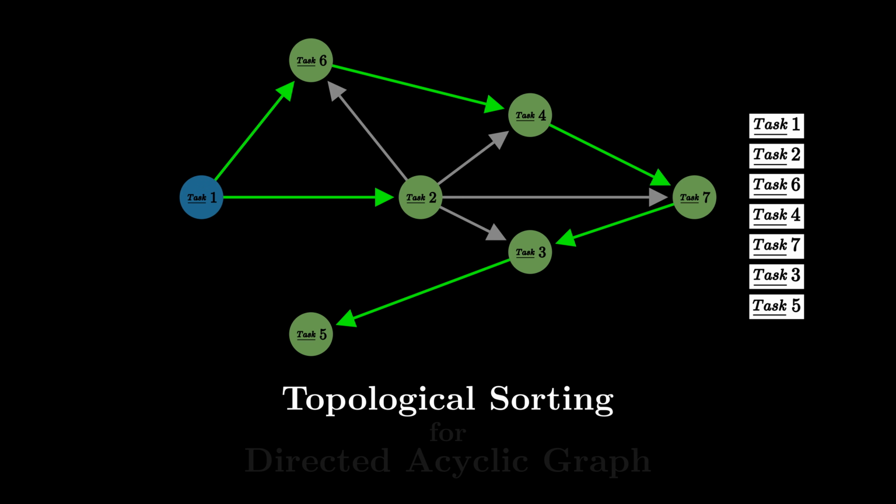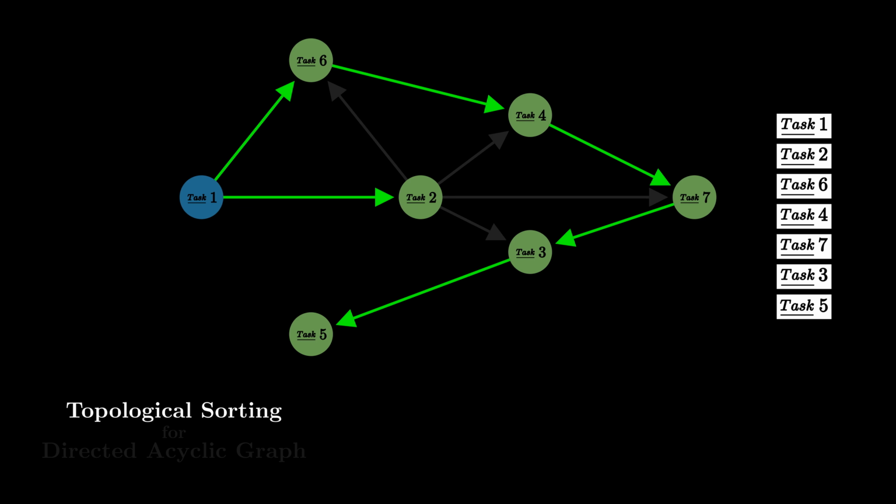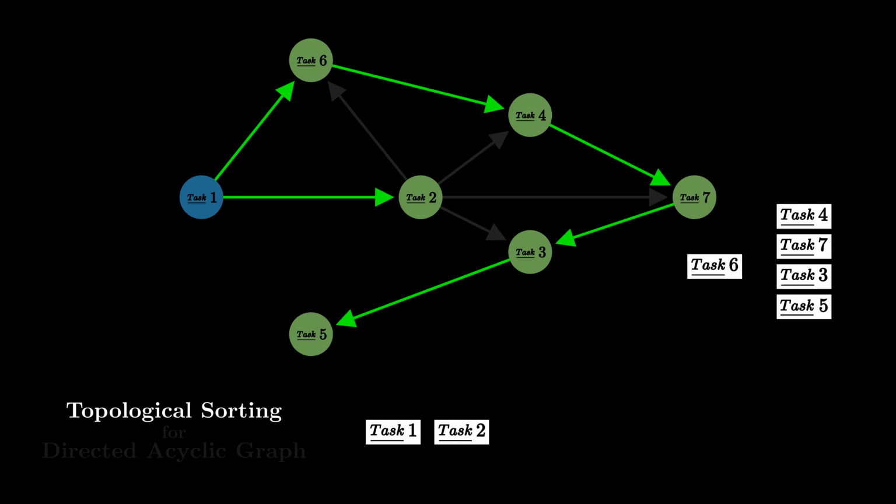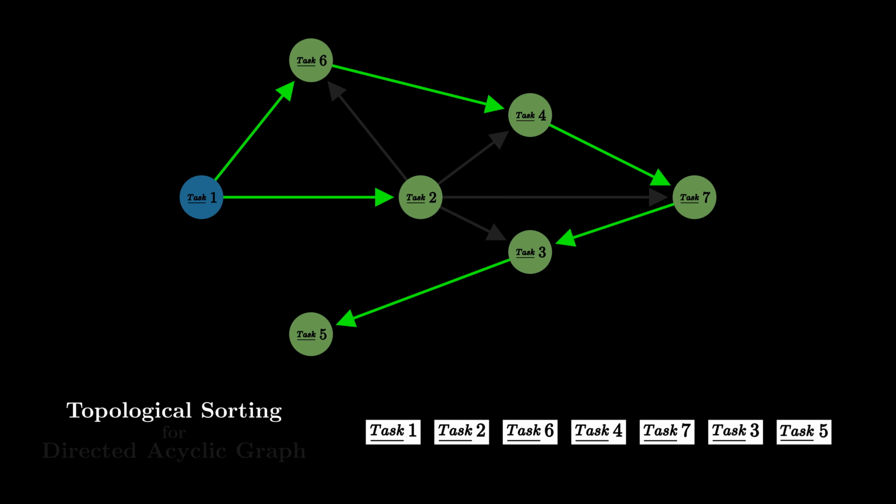Once this modified DFS algorithm has terminated, we can easily construct a schedule for the tasks with the resulting stack. And the order here is now as follows. First we do task 1, then task 2, then task 6, 4, 7, 3 and 5.